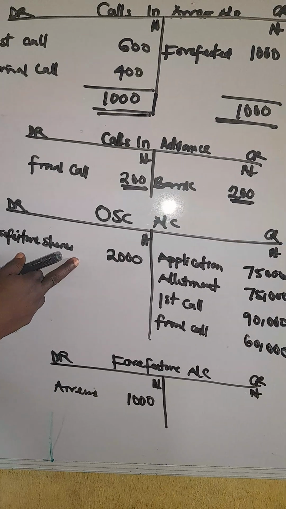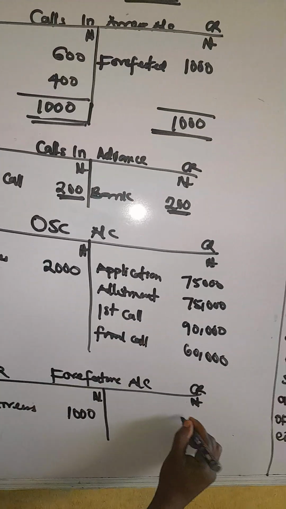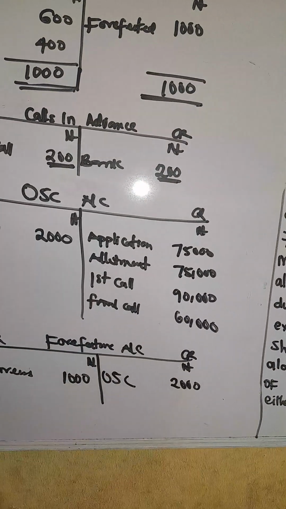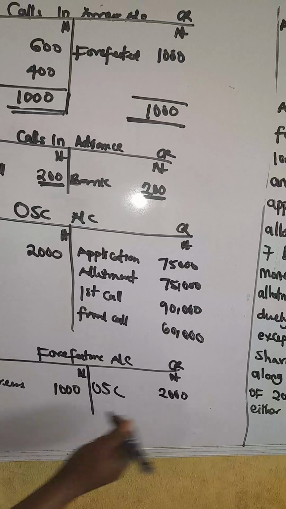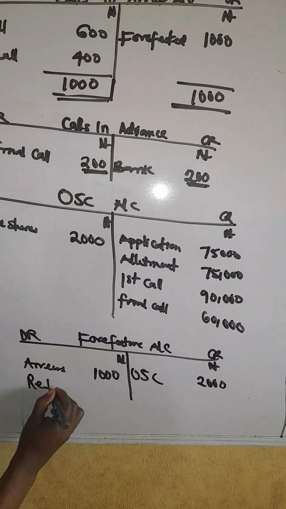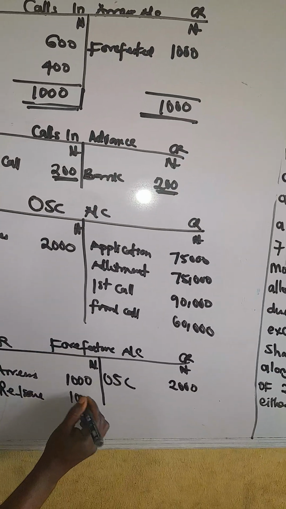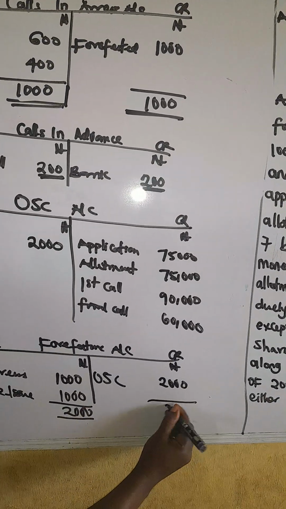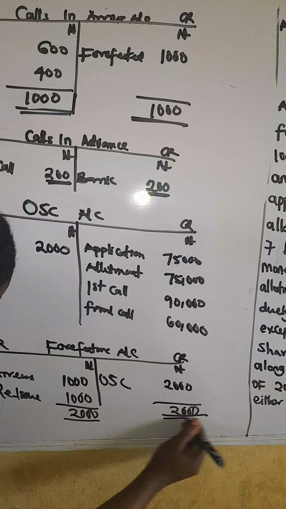Here, there is forfeiture account. I'll bring it to this side. It's coming from where? Ordinary share capital account. So the difference between the two of them, I'll call it reissue. Reissue, which is what? 1,000. So this will give us 2,000. This will give us 2,000. Do you see it now?